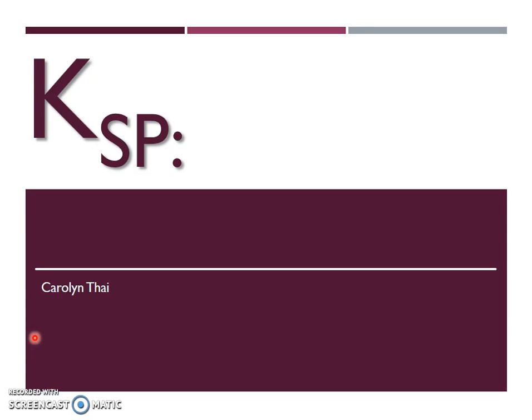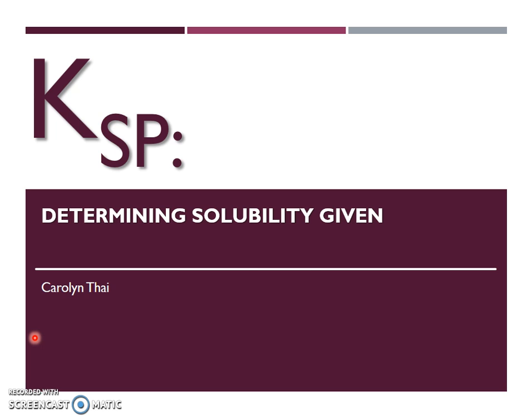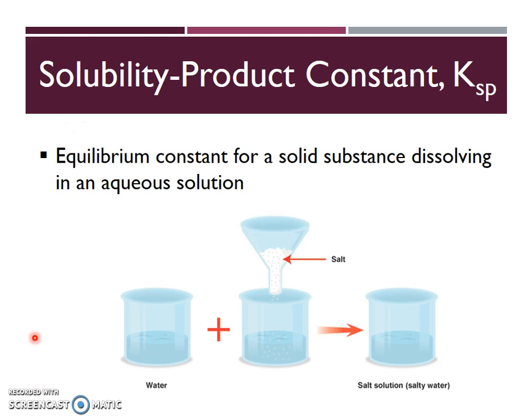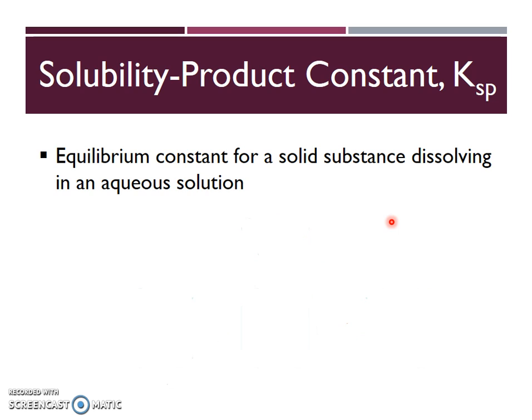Hey guys, today we'll be focusing on KSP and specifically how to determine the solubility given the solubility product constant. The solubility product constant, also known as KSP, is the equilibrium constant for a solid substance dissolving in an aqueous solution. For example, if we had table salt dissolving in water, it would produce a salt aqueous solution. Again, it represents the level at which a solute dissolves in a solution.